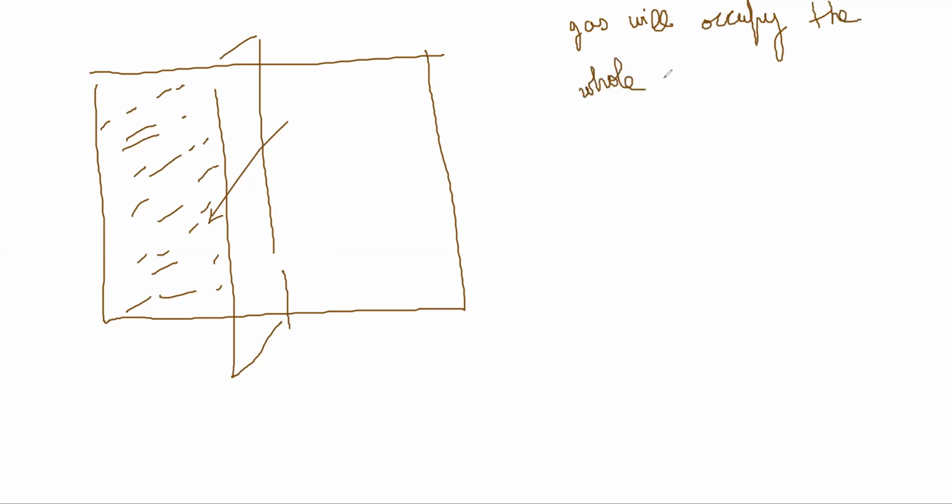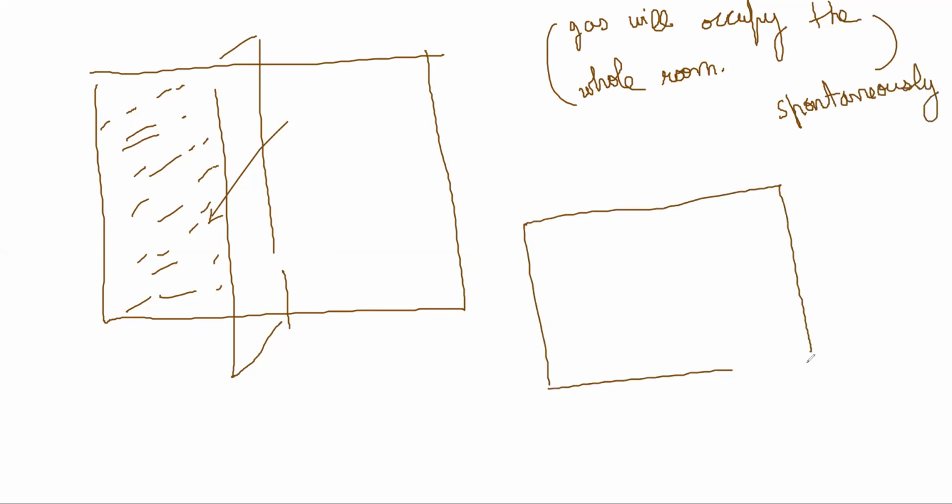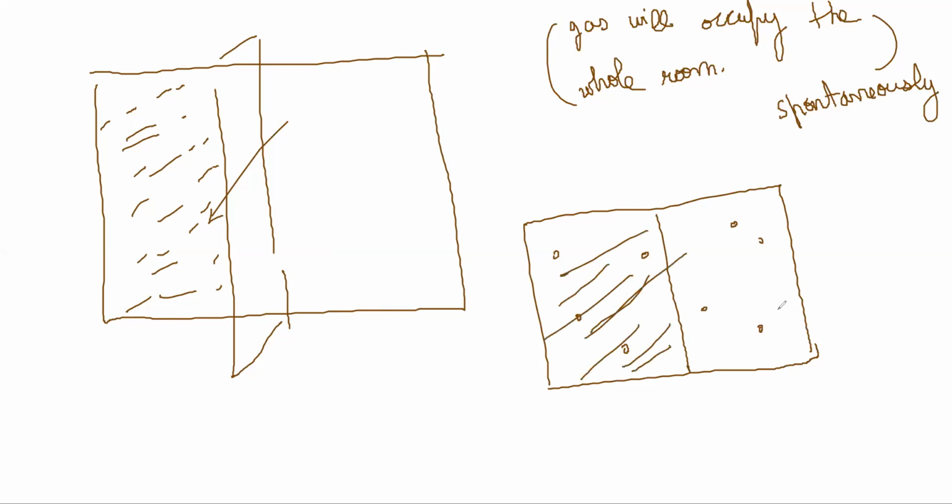Do you have to do anything? No. On its own, spontaneously, the gas will occupy the whole room, right? Now suppose you are sitting in your room right now. There's no partition in your room. Gas is there, air is there throughout, right? Why doesn't this happen, that on its own all the air moves to the left side of the room and you are left gasping for breath on this side?